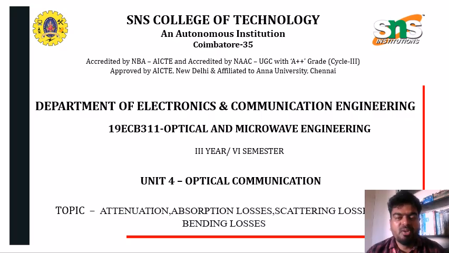Today, we are going to discuss the topic attenuation, absorption loss, scattering loss, and bending loss. This topic comes under Unit 4, optical communication. As we are discussing optical fiber communication in this playlist, we are going to have the discussion about attenuation and absorption loss, etc. in this session. Come, let's get into the topic.